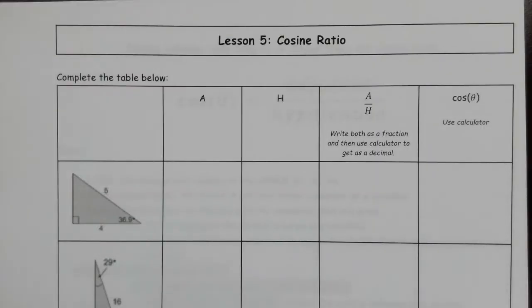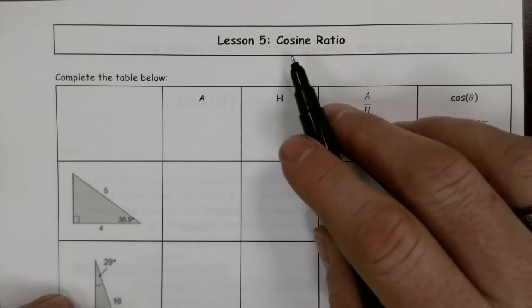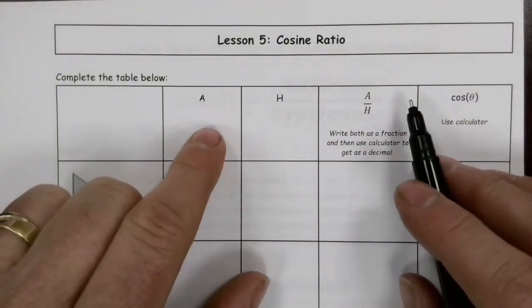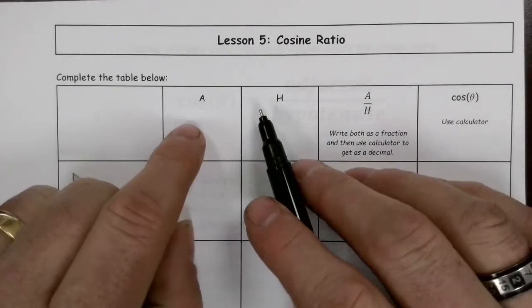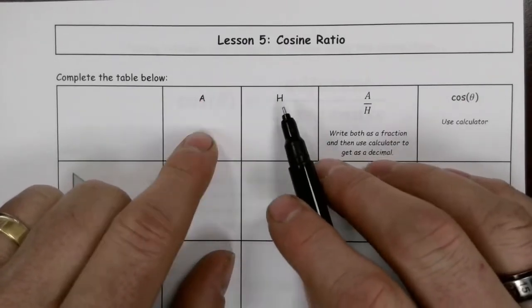All right, everybody, in this lesson, we're going to take a look at the cosine ratio. And this is just another of the trigonometric ratios that we're going to be working with, cosine. It's just the name that we give it. Now, you can probably tell that it's going to relate the adjacent side and the hypotenuse of a triangle. Okay?